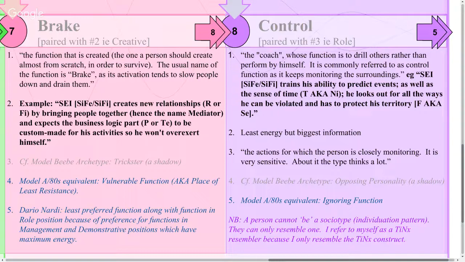It is commonly referred to as control function as it keeps monitoring the surroundings. E.g., ISFJ trains his ability to predict events as well as the sense of time. He looks out for all the ways he can be violated and has to protect his territory.